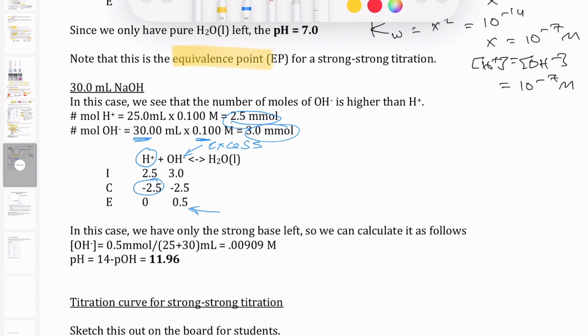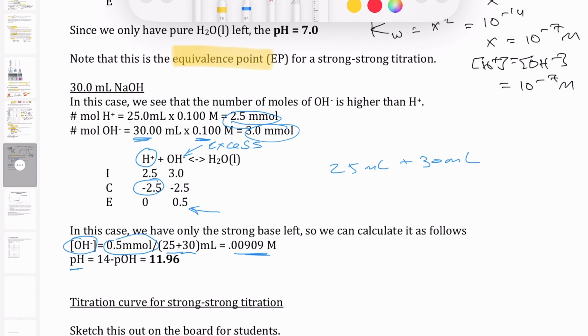I can calculate the concentration of that base. It's half a millimole divided by the total volume. The total volume is the acid, 25 milliliters, plus the base I'm adding, which is 30. So it's 55 milliliters total. Calculating this gives me a concentration of 0.00909. That's my hydroxide concentration. Again, no longer H plus because all the H plus is neutralized by the OH minus.